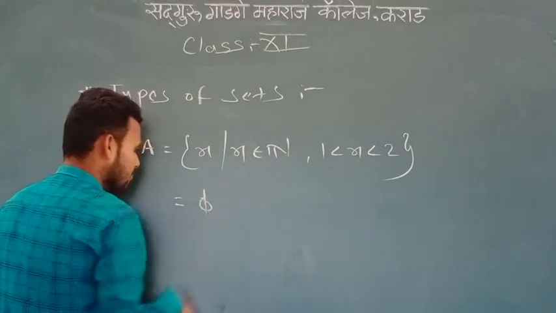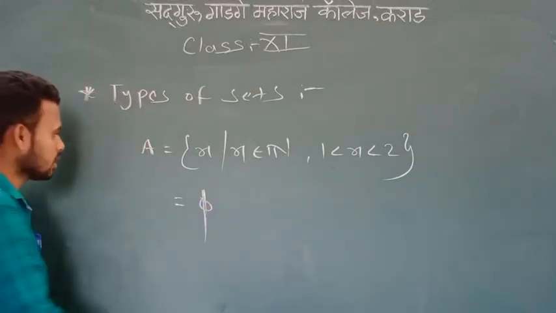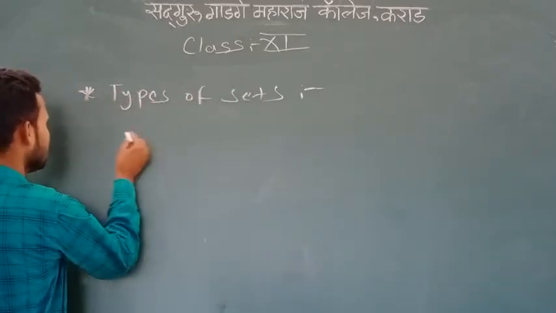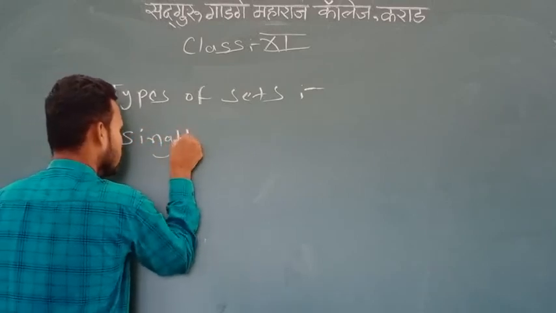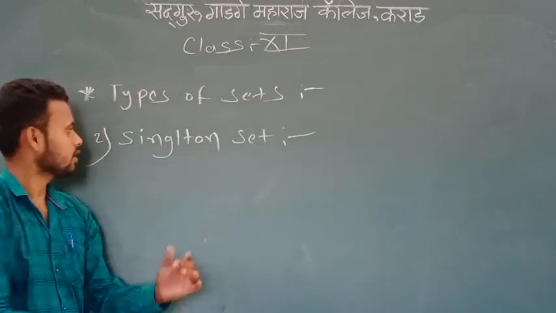This is what we call the empty set or null set. Now the next one, the second one, is the singleton set. This is also very simple.